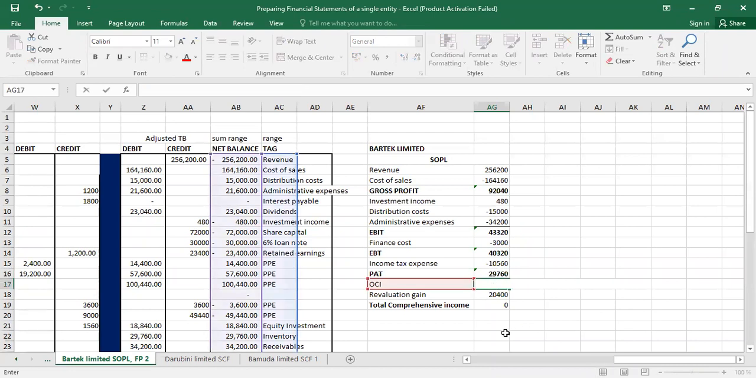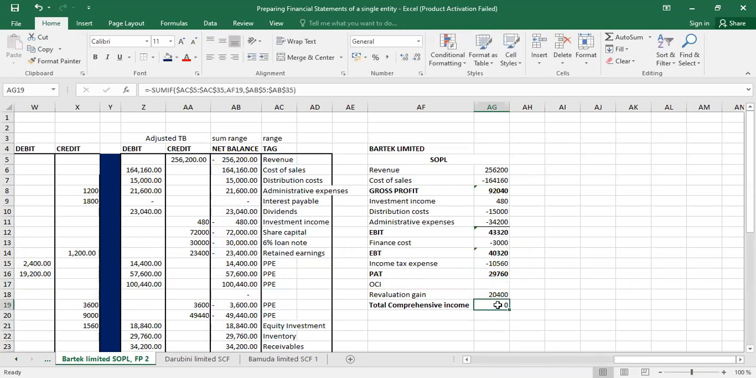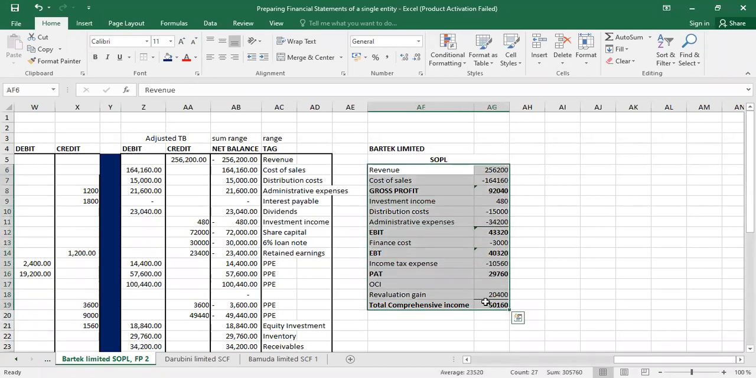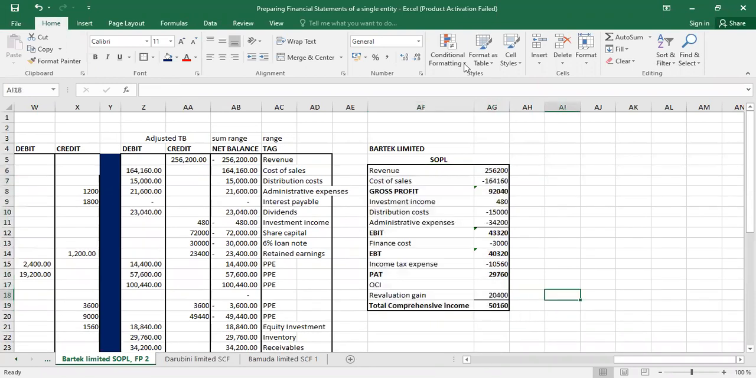I will remove that one because there's nothing there. So here, total comprehensive income will be the profit after tax plus revaluation gain. Control bold, alt HBP for a top border. Then I'll select the data. I do alt HBT so that I lock it like there. Alt HBT so that it looks clean.